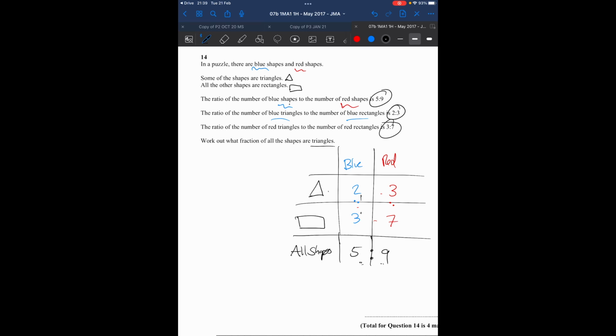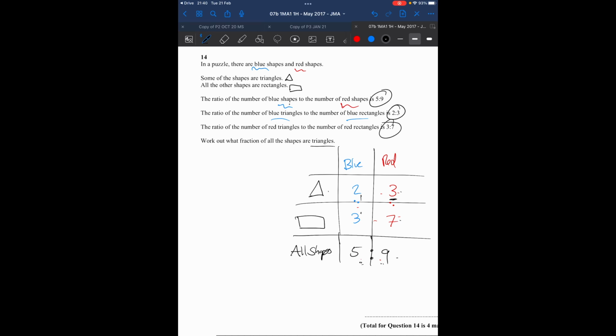Well, if you have a look at the red column here, there are 3 red triangles for every 7 rectangles. But then at the bottom, we're saying we've got a ratio that's using 9 in it. So this doesn't really link up. So this is not good. So what I'm going to do is scale up this ratio, and I might have to scale this one up as well, so that they fit together. And the way to do that is to think of a number that will make them all work together.